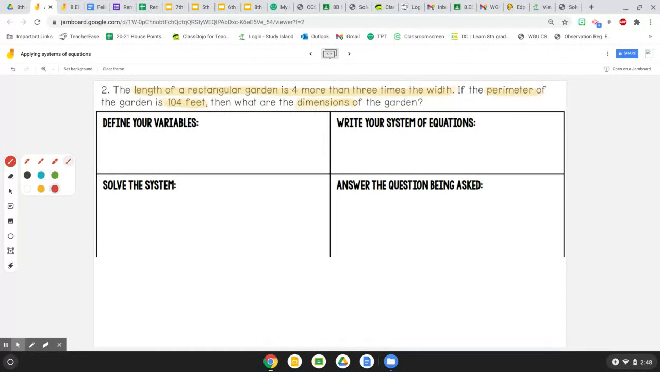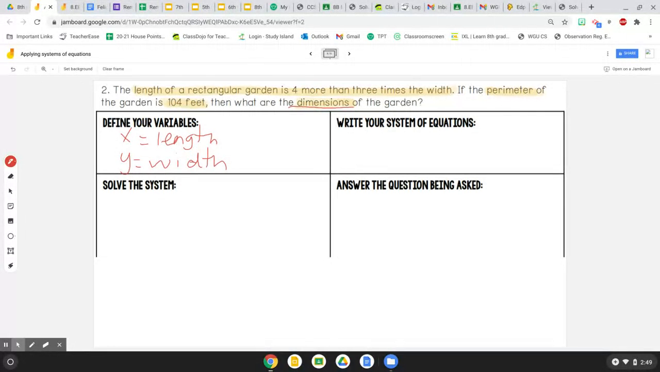All right, here we go. Step 1, define your variables. So the unknowns, remember that question here at the very end usually tells us. So the dimensions, well, that's the length and the width, right? So the x and the y values are 2 unknowns, are length and width.